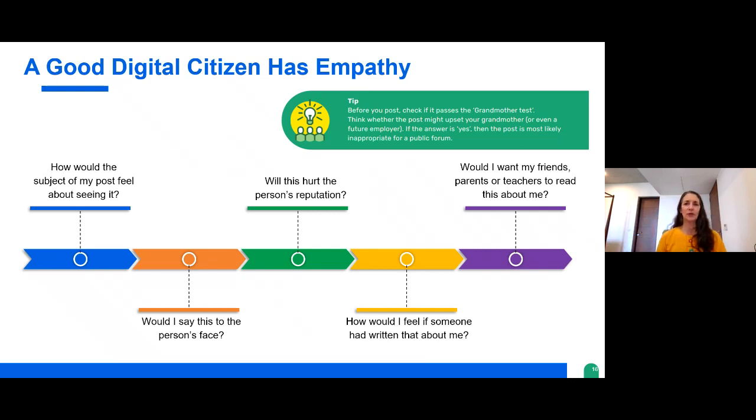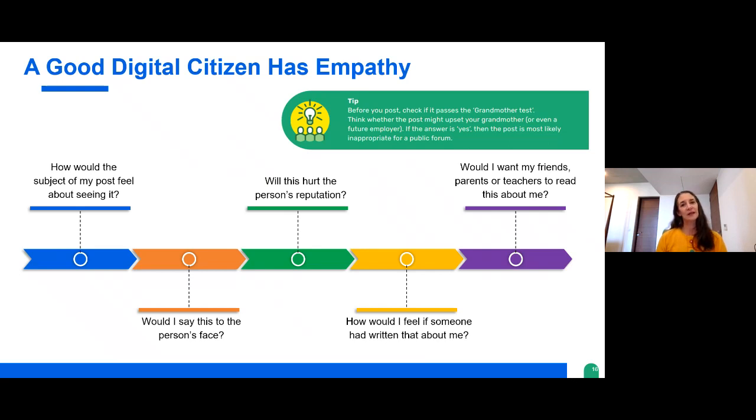If you think it will hurt their reputation, like, will this endanger them getting into a college? Will this endanger them in the workplace in some way? All of these are questions that you should be asking yourself. How would I feel when I'm writing something potentially mean or damaging? If that was written about me, would I feel good? And lastly, would I want my friends, my parents, my teachers, my peers to read something like this about me, or even think that I wrote this myself? All of these are questions that students should be asking themselves before they post something online.